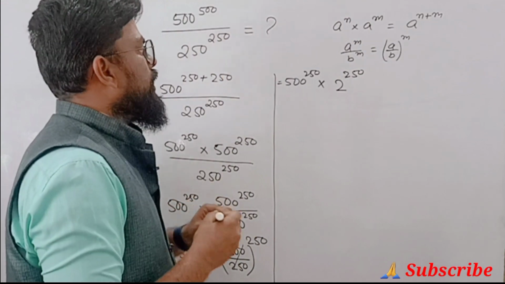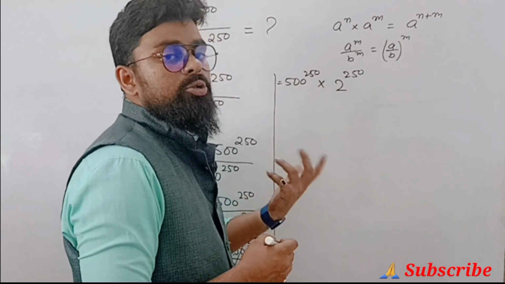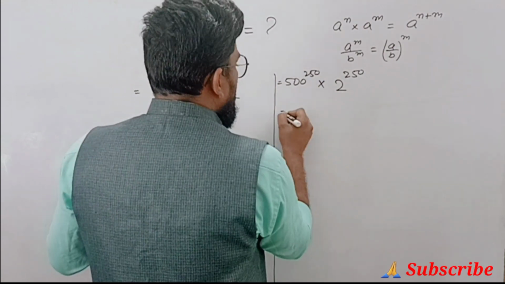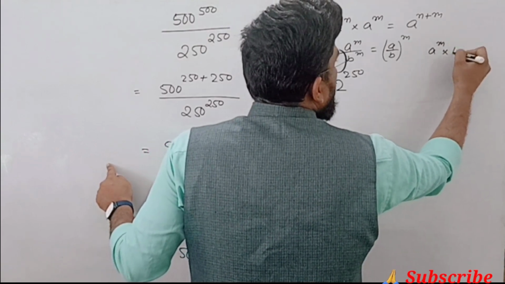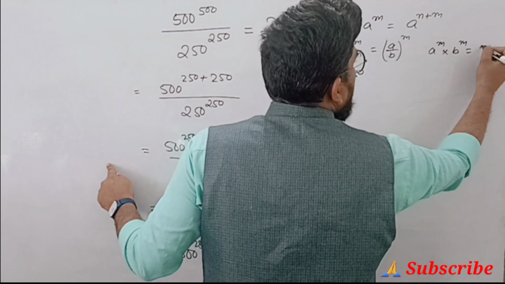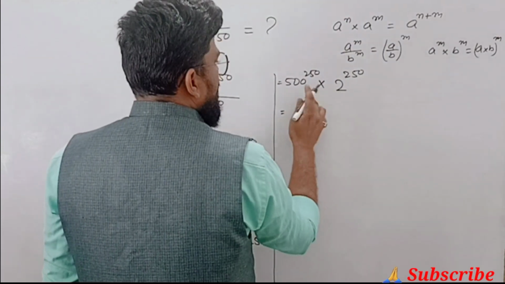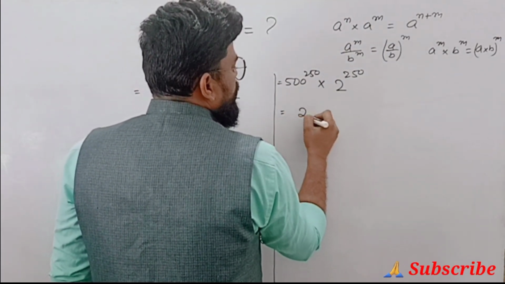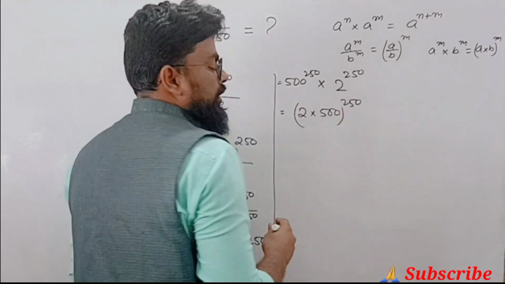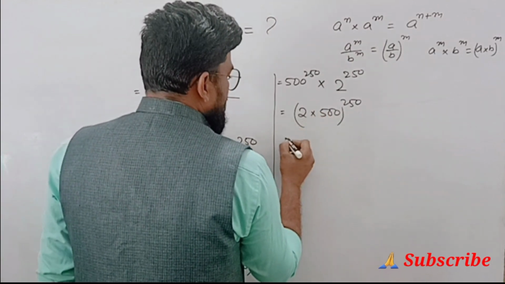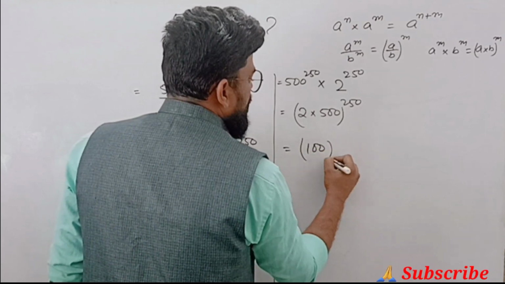Now if the power is the same and the sign is multiply, the base will also multiply. This is also a formula: a to the power m into b to the power m can be written as a into b whole to the power m. Similarly we can write 2 into 500 to the power 250. Understood? Now 500 into 2 is 1000, so 1000 to the power 250.